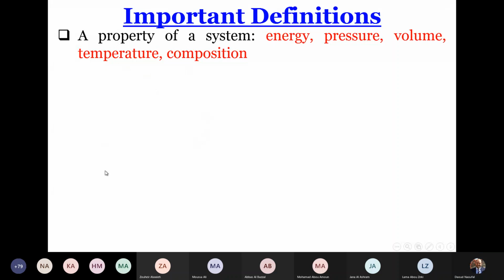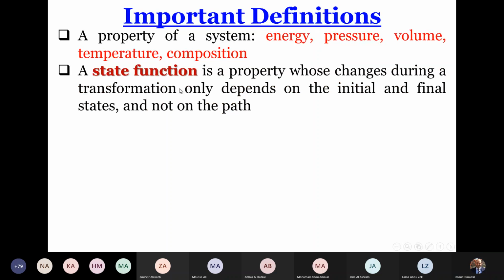As we said, a system is characterized by properties: energy, pressure, volume, temperature, composition, number of moles. All are properties. What is the definition of a state function? A state function is a property where the change in this property during a transformation depends only on the initial and the final states, and it does not depend on the path.